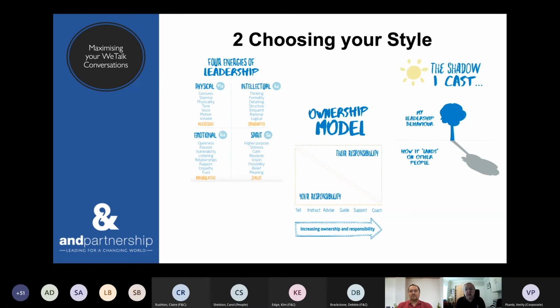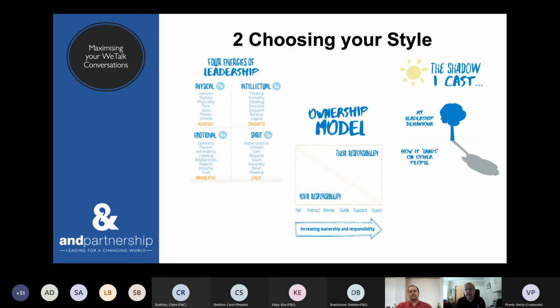Then from the coaching side, how much responsibility and ownership can you ask this person to take? How do you push that down and use that sort of coaching style, if you can, to actually get them to take responsibility for their own performance and for achieving what you need them to do?